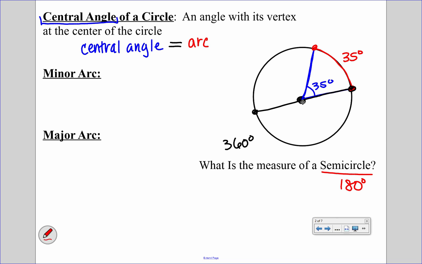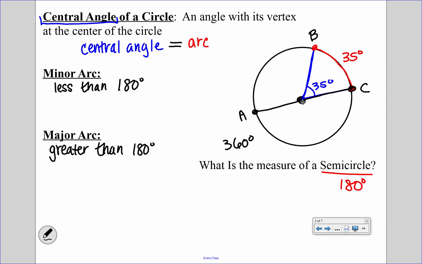Okay, now we have two different types of arcs. We have a minor arc and a major arc. A minor arc is less than 180 degrees. And a major arc is greater than 180 degrees. Okay? Now let's put some points on here. Let's figure out how to name these arcs.